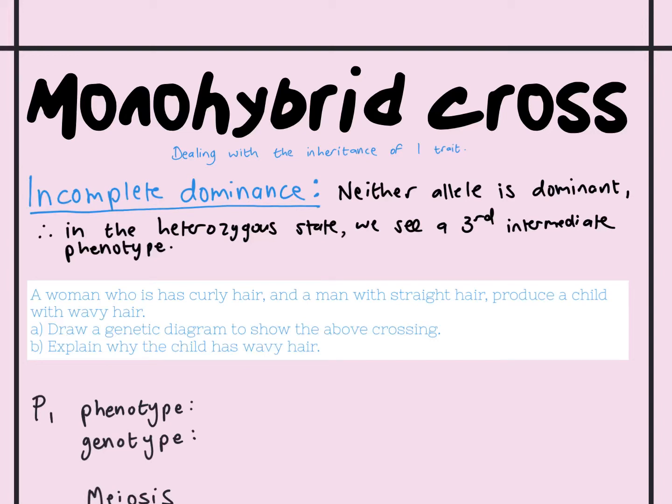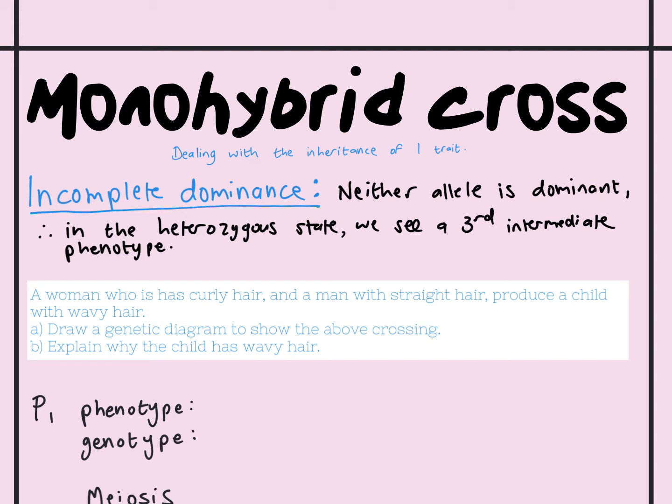The next example of a monohybrid cross that you can get in a paper is one where there is incomplete dominance. So we're still dealing with the inheritance of one trait, so it's still a monohybrid cross. But the thing that has changed here is the dominance. The first video I did was on complete dominance. This one is now incomplete dominance.